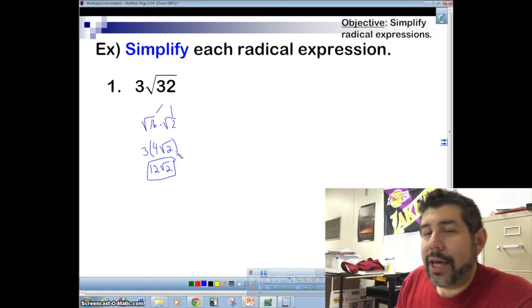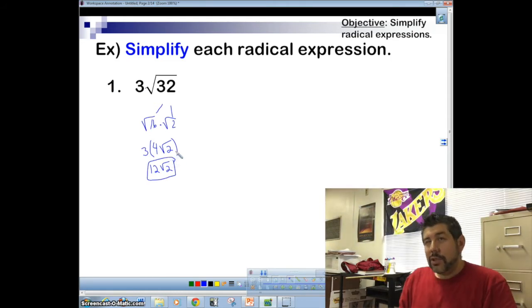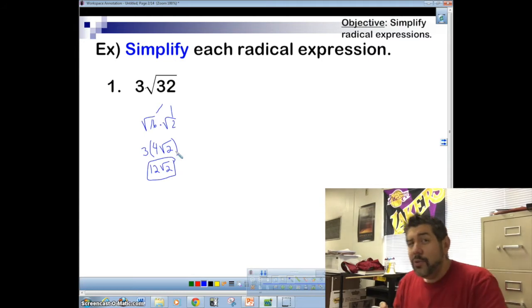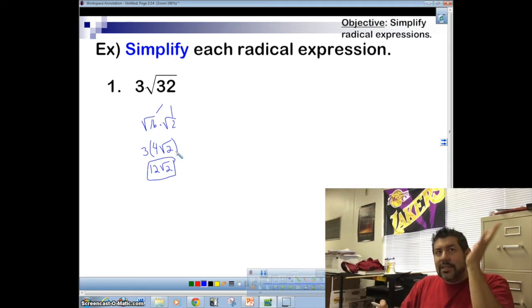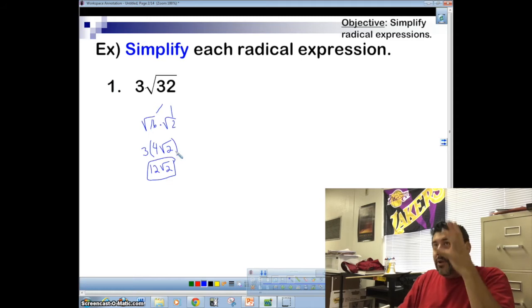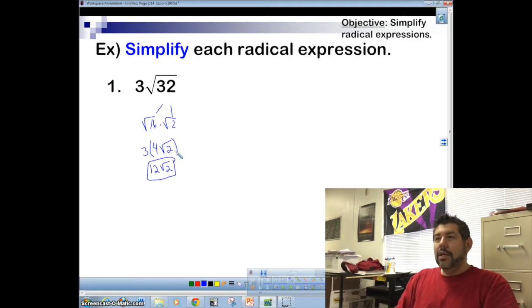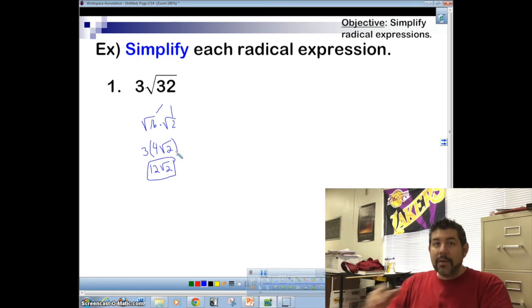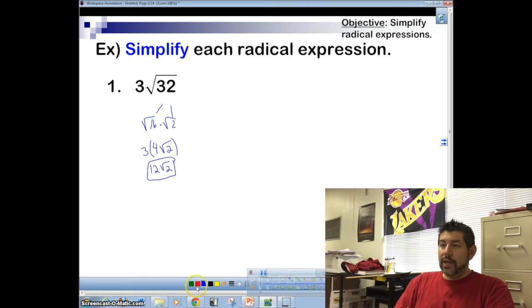Now, what if you're like, well, you know what, Mr. Maestas, you're a bright guy, and you can think of that in your head, 16 times 2. What if I can't do that in my head so easily? Well, there is a method you could use called a factor tree that might help you get there. So here's what a factor tree looks like, and I'll do it real quick. I won't do it for every problem, but you can do it if you need to.